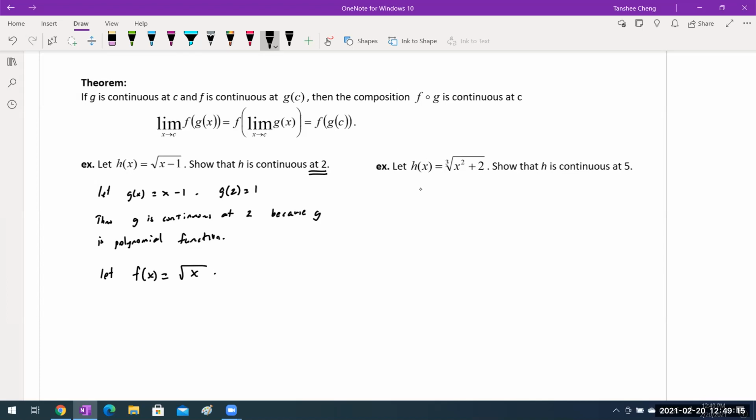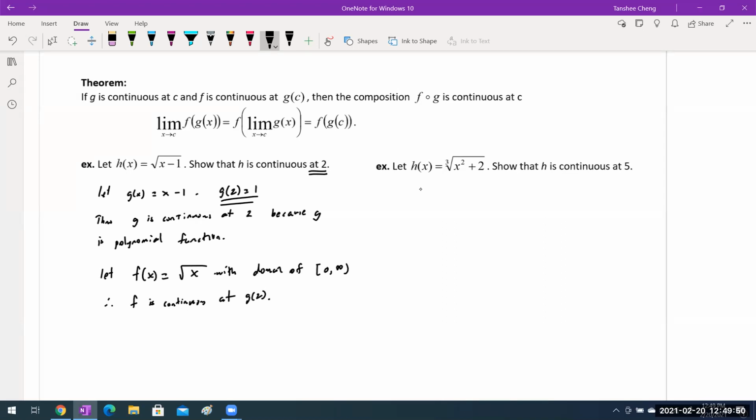So since f has a domain of 0 to positive infinity, and we also see that g of 2 is 1, which is within the domain of the f functions, right? So therefore, according to the definitions, f is continuous at g of 2.